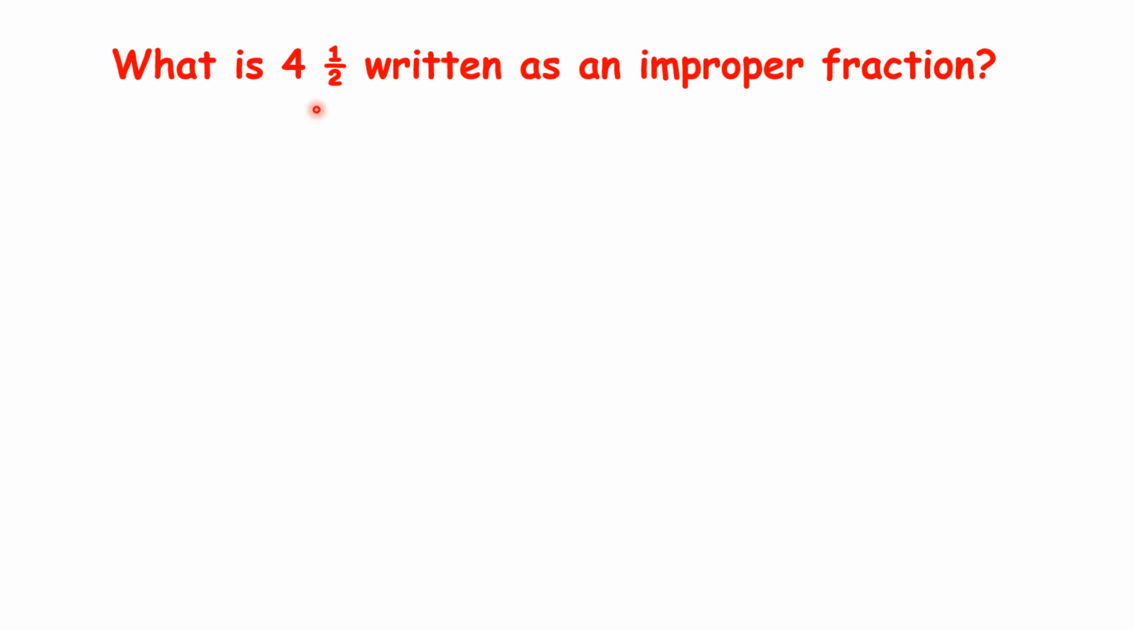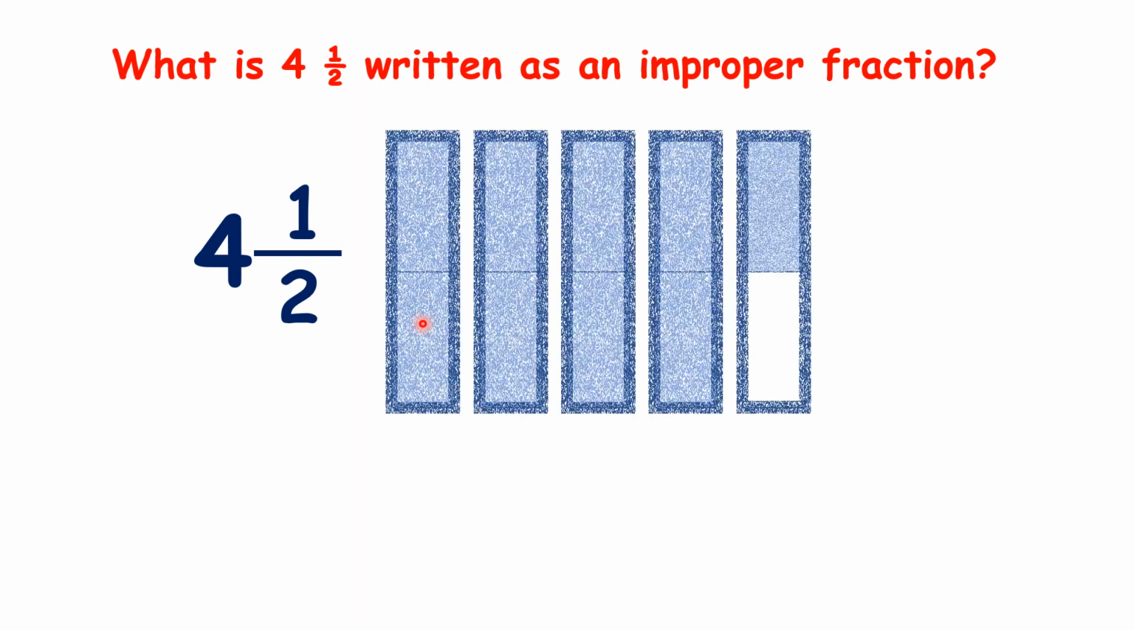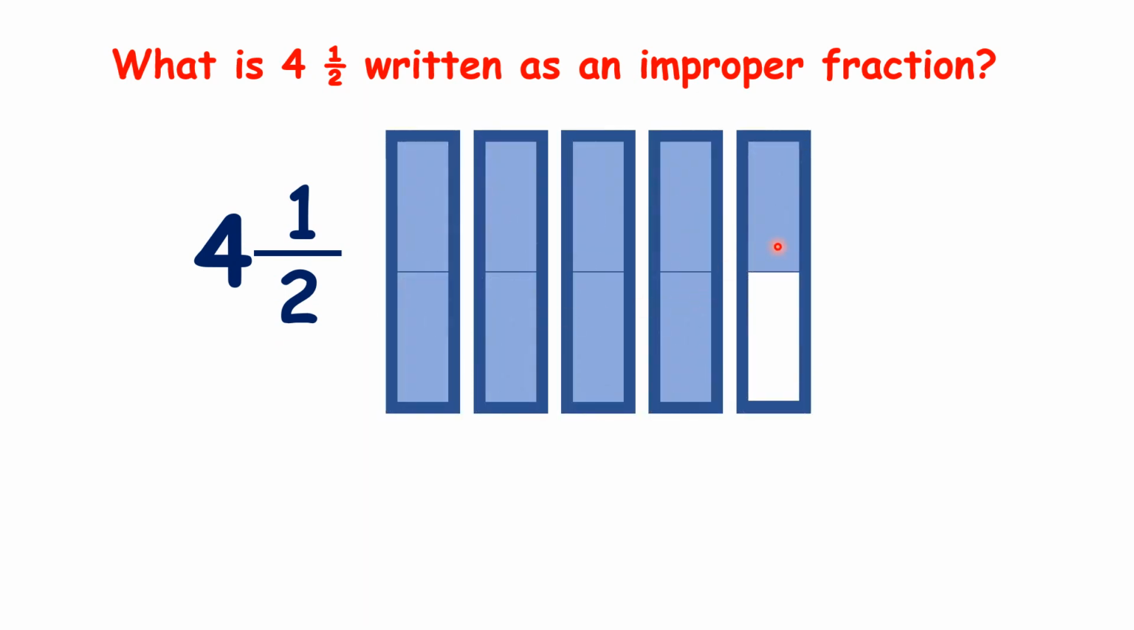So pause the video if you need to, and see if you can write 4½ as an improper fraction. Well, 4½ means 4 wholes and 1/2. But because we can divide our wholes into halves as well, we can see that we have 9 halves here. So that's 9 over 2.